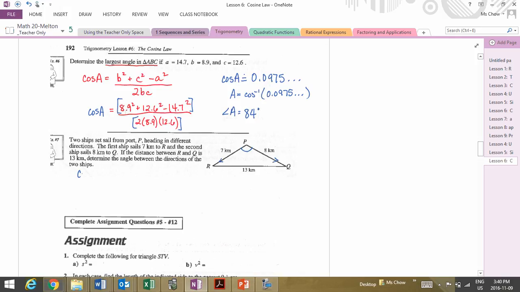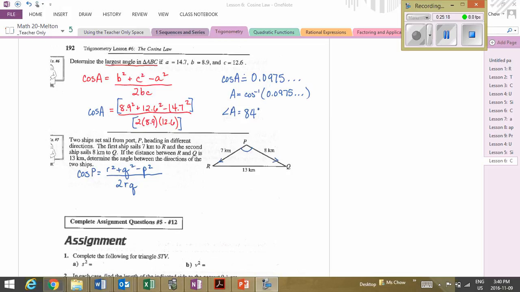So again, setting it up, we know that cosine of P is then going to equal, and hit pause right now and see if you can try to figure out what that ratio will look like then. Okay, so it should say cosine of P is equal to R squared plus Q squared minus P squared, and that is all divided by 2RQ. Go ahead and substitute in your numbers and see if you can tell me what angle P is. So you should have found that cosine of P, that ratio is negative 0.5.